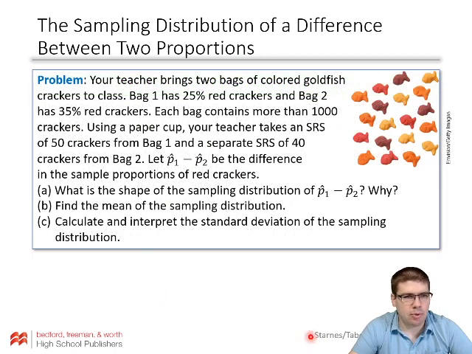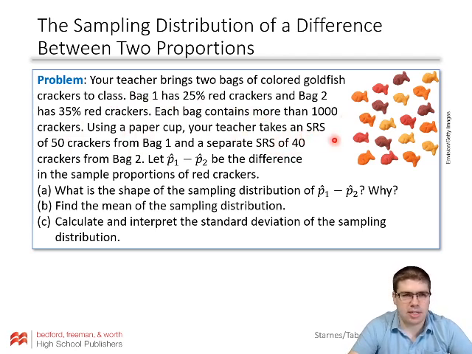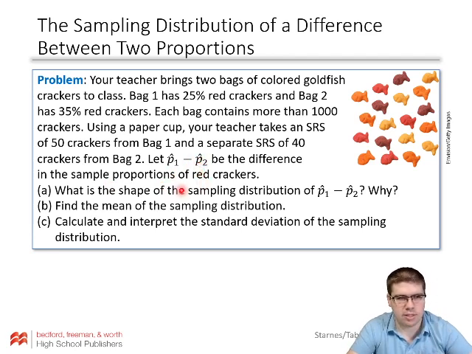All right, so example 1. Your teacher brings 2 bags of colored goldfish crackers to class. Bag 1 has 25% red crackers, and bag 2 has 35% red crackers. Each bag contains more than 1,000 crackers. Using a paper cup, your teacher takes an SRS of 50 crackers from bag 1, and a separate simple random sample of 40 crackers from bag 2. Let p-hat 1 minus p-hat 2 be the difference in the sample proportions of red crackers.